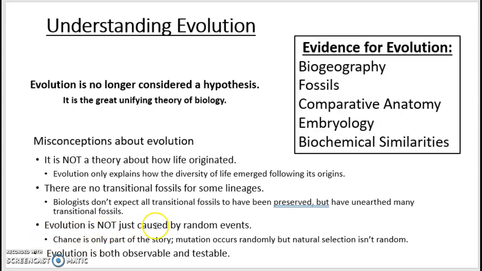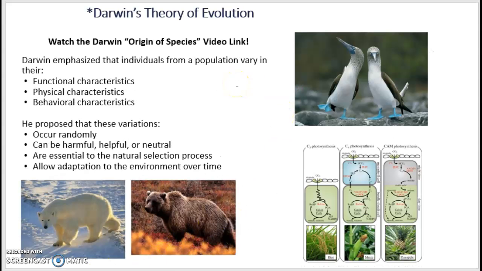Also, evolution is not just caused by random events. Chance is only part of the story. There's also mutations that occur randomly, but natural selection is not random. We're going to talk about this a lot more in the next chapter that we're going to go through on Wednesday. Also, evolution is both observable and testable. Okay, we're going to talk a lot about Darwin next week. I want to make sure that you watch the Darwin Origin of the Species video link. Make sure you watch that.